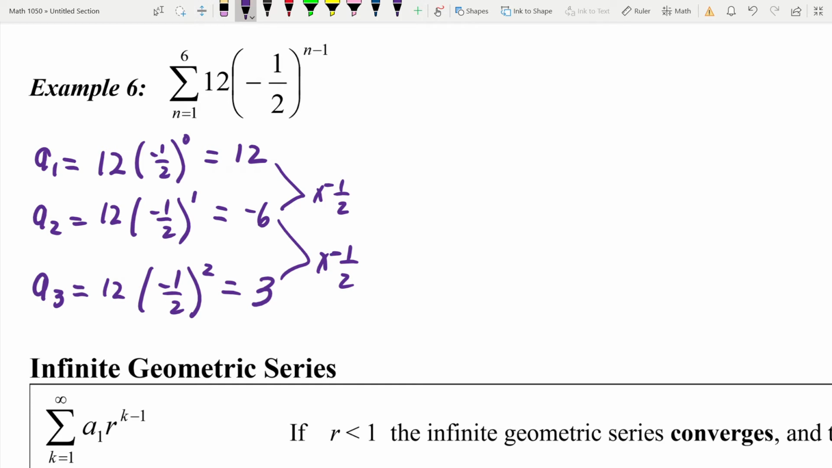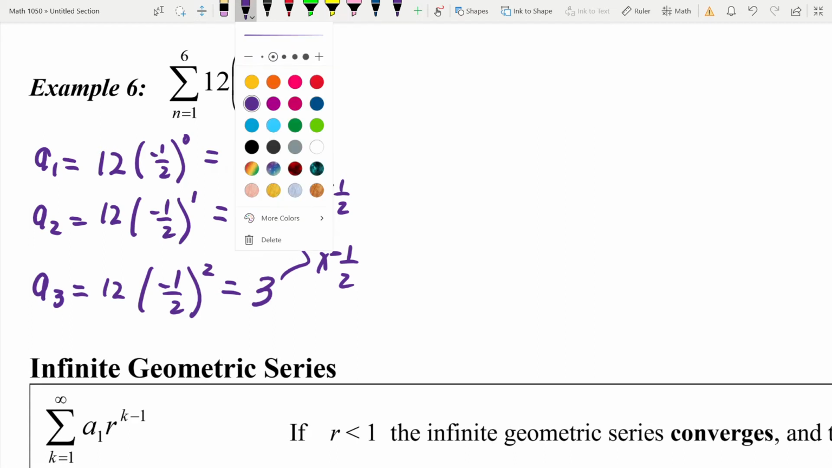Okay, you don't have to do any of that stuff that I just did. I feel like I have to offer an explanation. You don't have to do any of it, you guys. The ratio is always going to be right there.